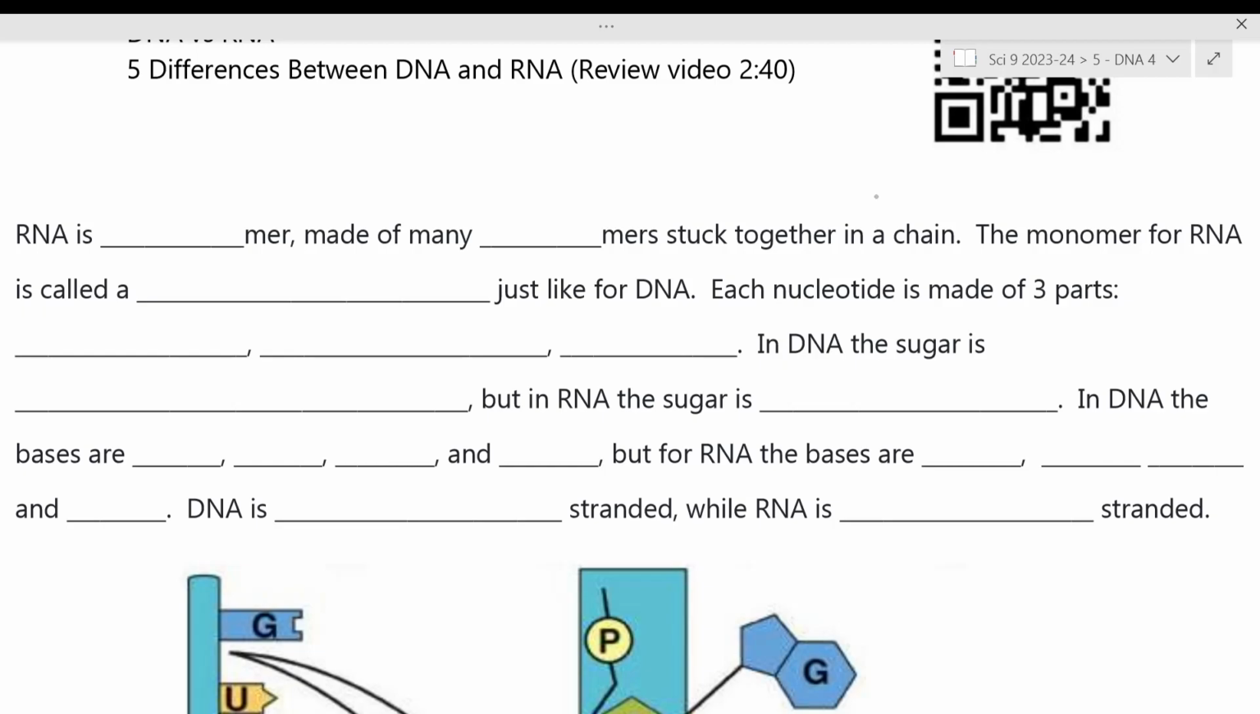Okay. Let's try and fill it in together. If you haven't quite finished, that's okay. We can do it together. RNA is what kind of mer? It's a polymer. It's made of many monomers stuck together in a chain. The monomer for RNA is called a nucleotide.